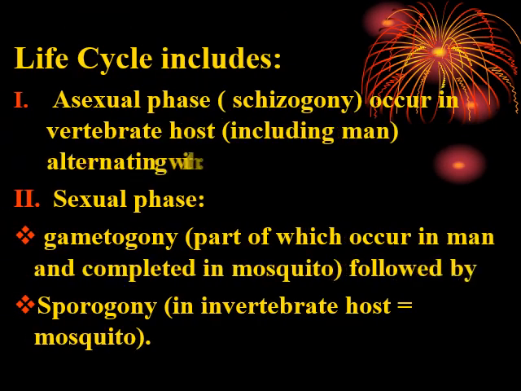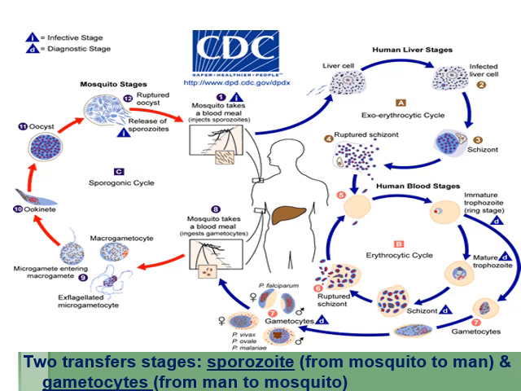The life cycle includes an asexual phase, occurring in the human vertebrate host, alternating with the sexual phase, which contains merogony and sporogony. Merogony starts in humans and completes in the mosquito, while sporogony is in the mosquito invertebrate. This picture indicates the life cycle of Plasmodium species. It is a very complicated life cycle. We have human stages and mosquito stages. In humans, we have liver stages, we call it the exoerythrocytic cycle, and peripheral blood stages, we call it the erythrocytic cycle.